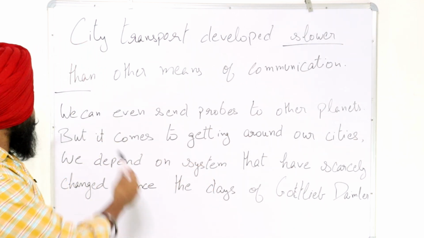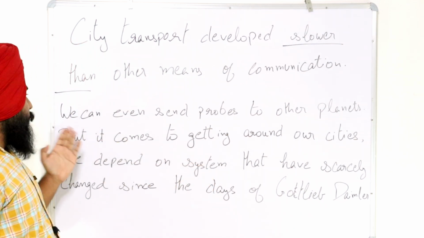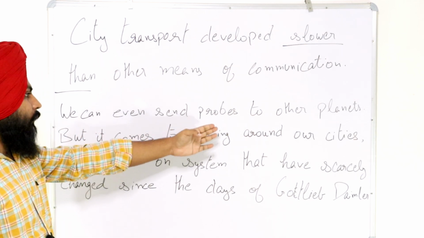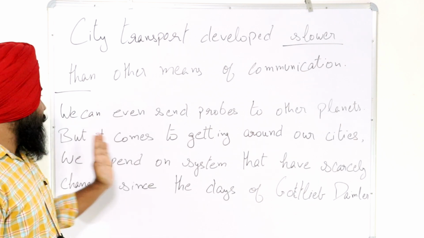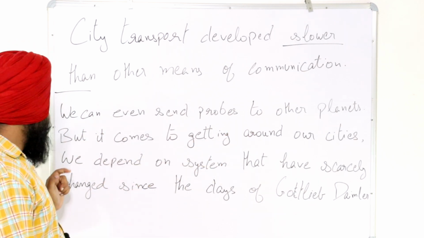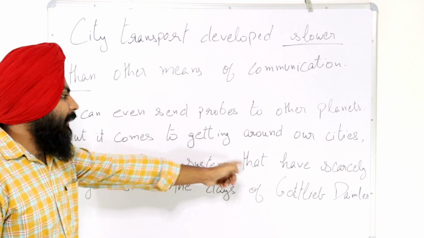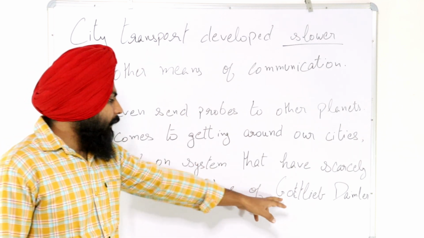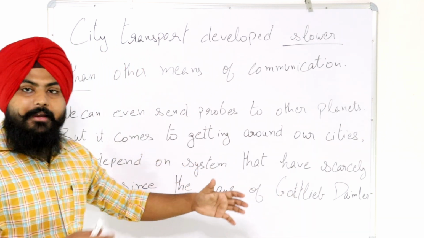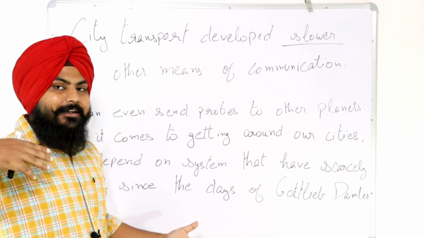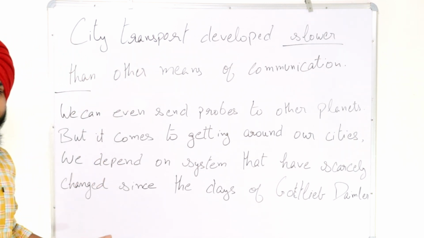Let's see that. Here the passage is: we can even send probes to other planets, but when it comes to getting around our cities, we depend on systems that have scarcely changed since the days of Gottlieb Daimler. What can be the answer? Just pause the video and look at it. What can the answer be?